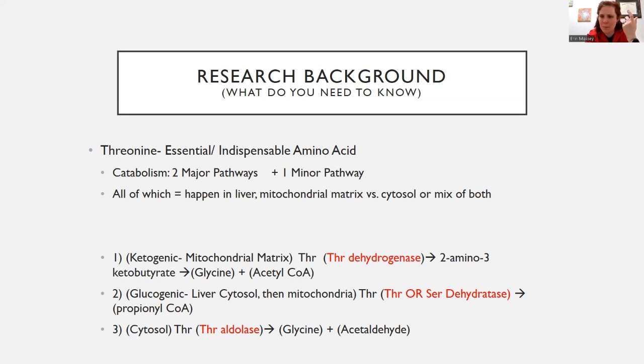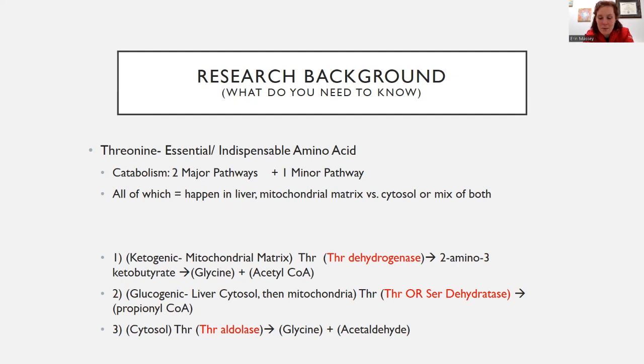So the ketogenic pathway for threonine is going to happen in the mitochondrial matrix only. I think it's easiest to remember pathways if you're looking at the enzymes that they're using. So the first one is going to be threonine dehydrogenase. The threonine dehydrogenase pathway is going to turn into amino 3 ketobutyrate. Easy to remember because it's ketogenic. And the byproducts are glycine and acetyl-CoA.